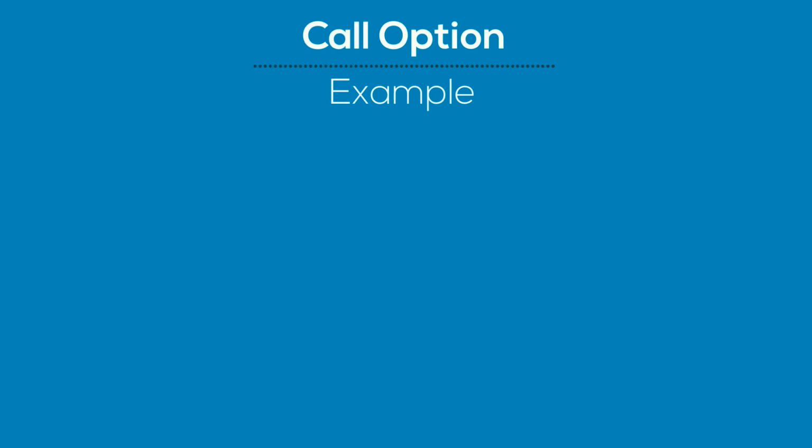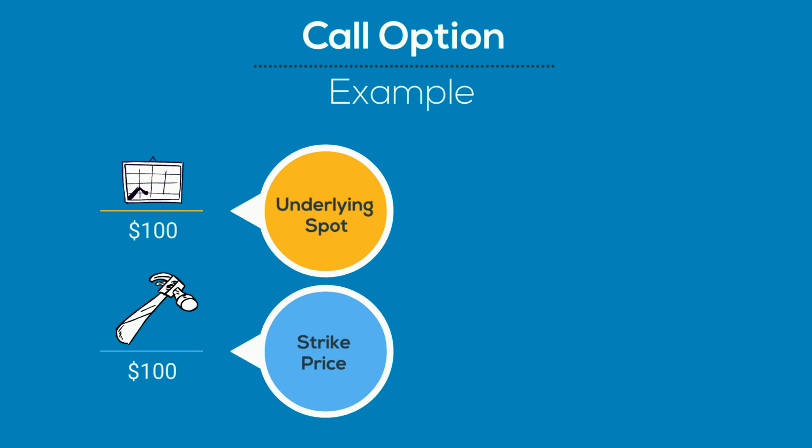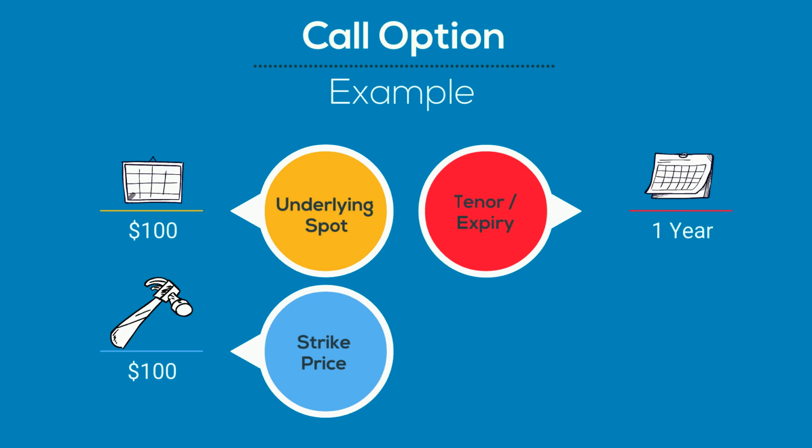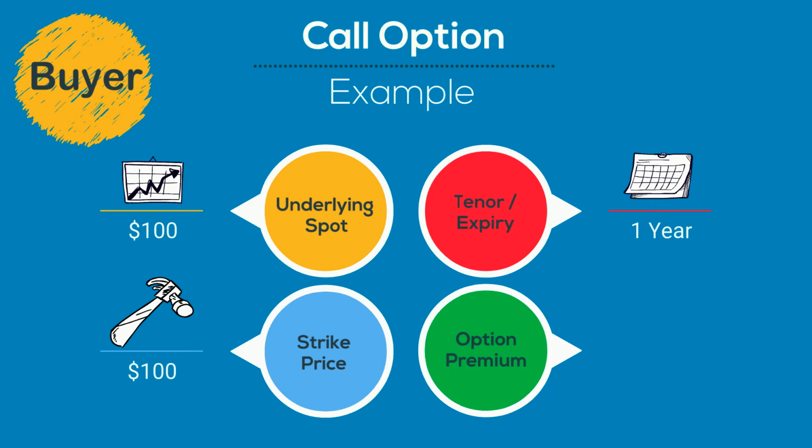Let's consider an example. The underlying stock currently trades at $100. This is also known as the spot price of the underlying. A call option has a strike price of $100, which is the same as the spot price. The option expires in 1 year. The buyer of this call option will have the right but not the obligation to buy the underlying stock at strike price of $100 when the option expires in 1 year. How much would you be willing to pay for this call option?